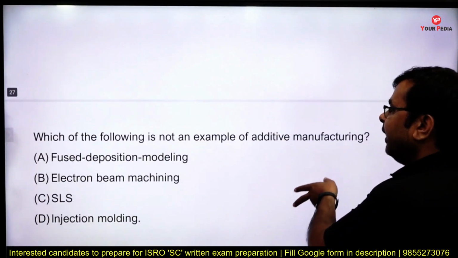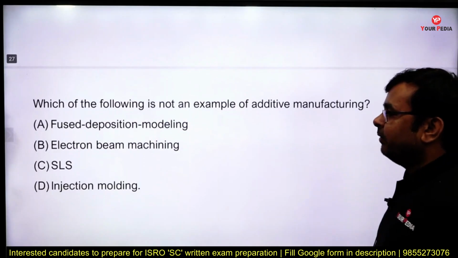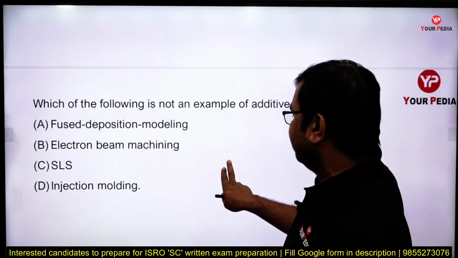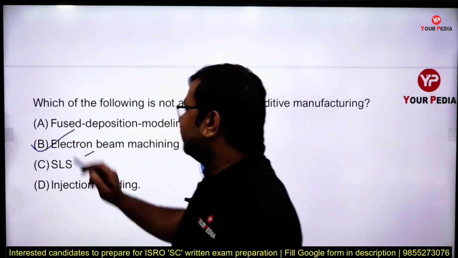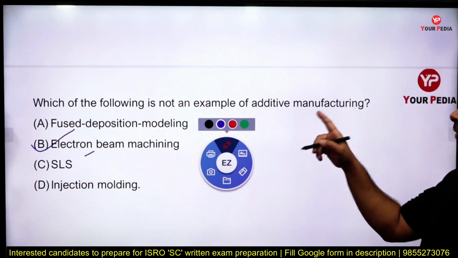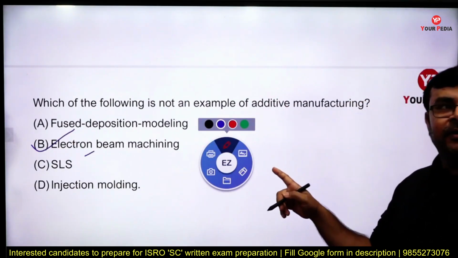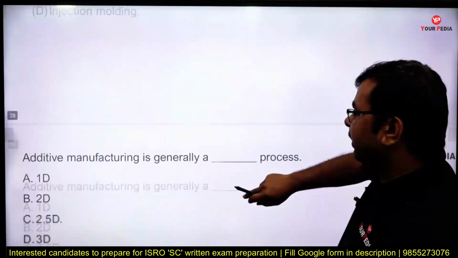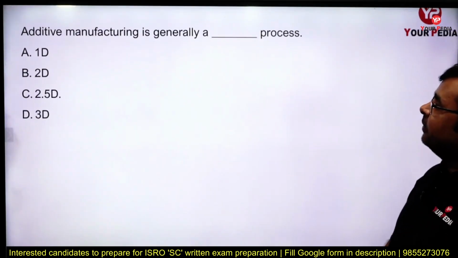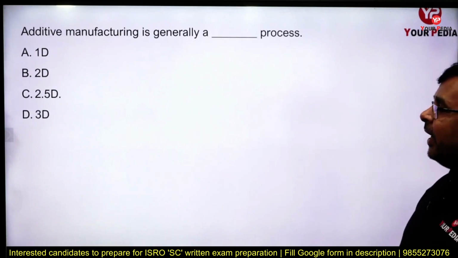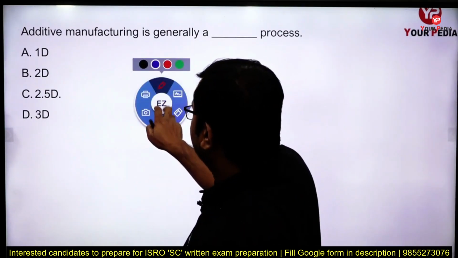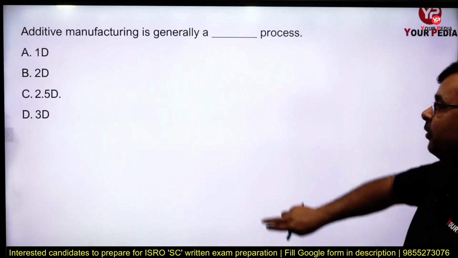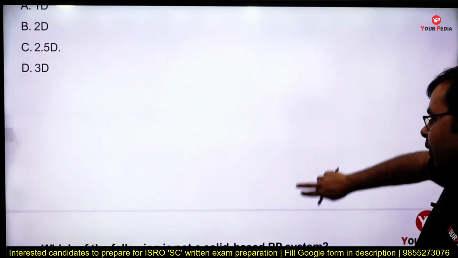Which of the following is not an example of additive manufacturing? Fused deposition modeling is additive manufacturing. Electron beam machining, yes, this is the wrong answer, so the correct answer is option B. Electron beam machining is not an additive manufacturing process. Is it clear? Additive manufacturing generally uses 1D, 2D, 2.5D and 3D. So the correct answer is 2.5D. The 2.5D machine is generally used for additive manufacturing process.